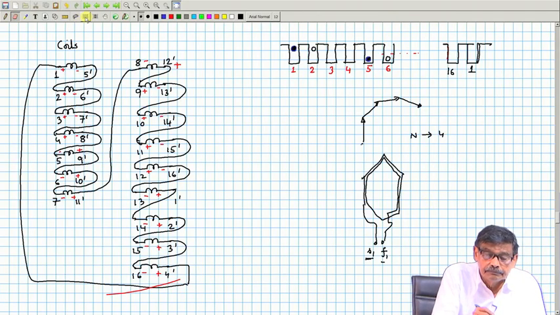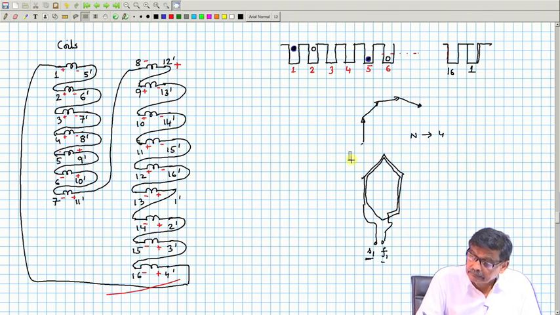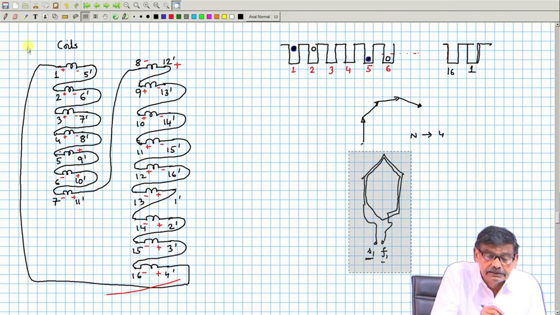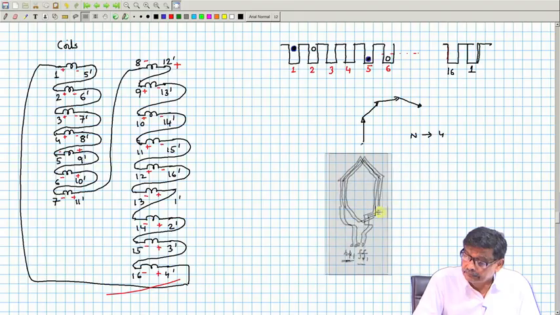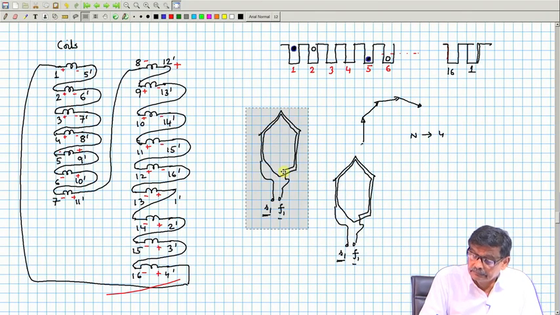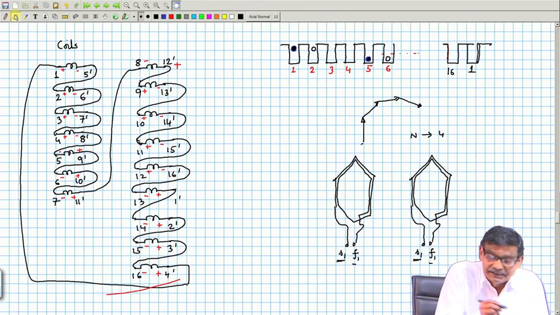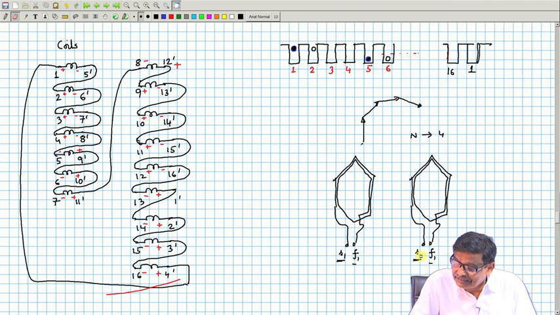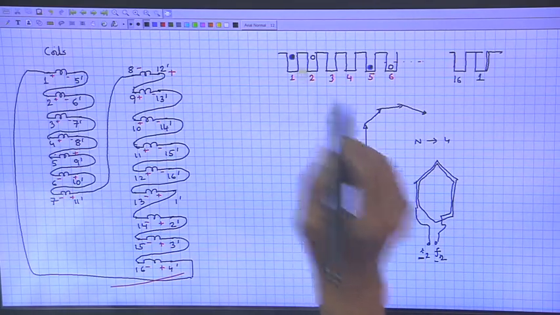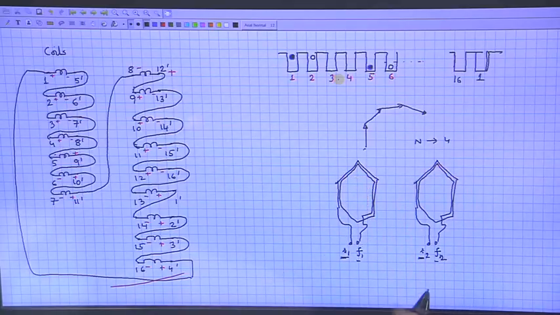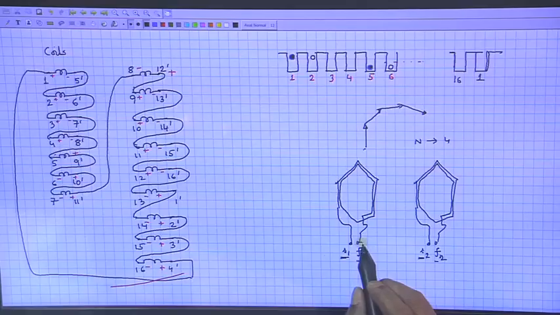This is the coil. This coil is identical, only its number is to be changed like this. This is the second coil, starting from slot number 2. I am showing it displaced. It will be marked as S2 and F2, start and finish; this is in slot number 1, this is in slot number 2. Of course, slot 1 and slot 2 will be close by, but for clarity I am showing it this way. Then I connect all of them in series.